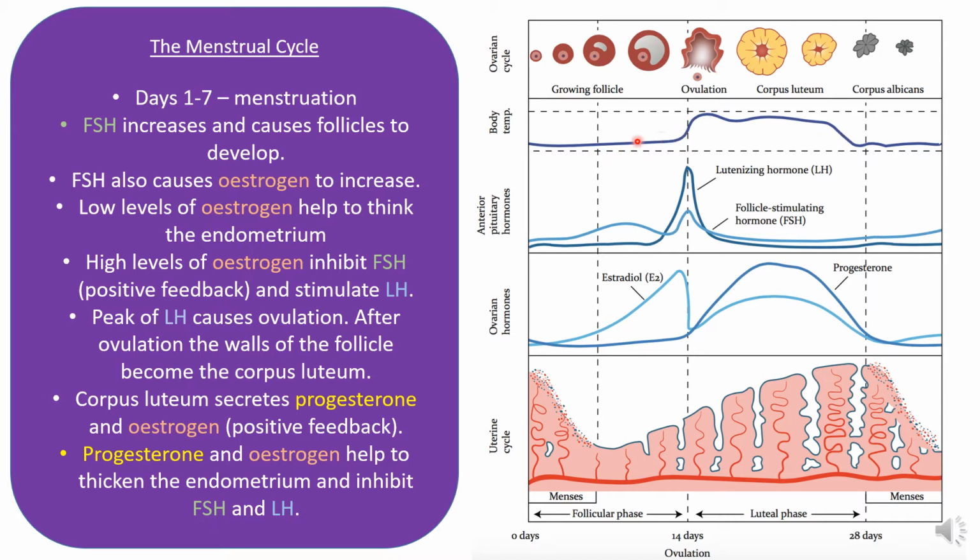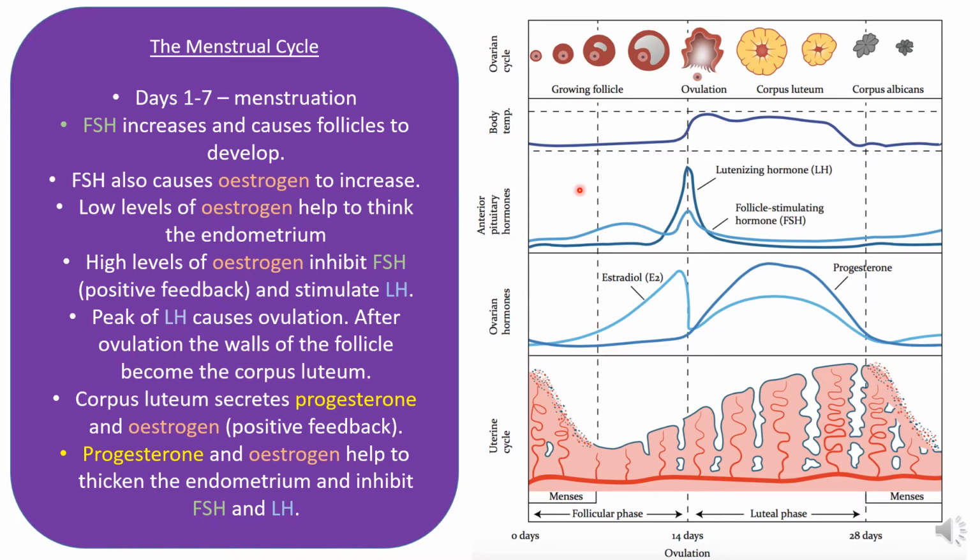Here you've got the LH, the dark blue line, and your FSH, here on the light blue line. They are the pituitary hormones. We've also got here progesterone on dark blue and estrogen on light blue. You don't need to call it the estradiol, it's estrogen. They are the ovarian hormones. So you've got your ovarian hormones, you've got your pituitary hormones.